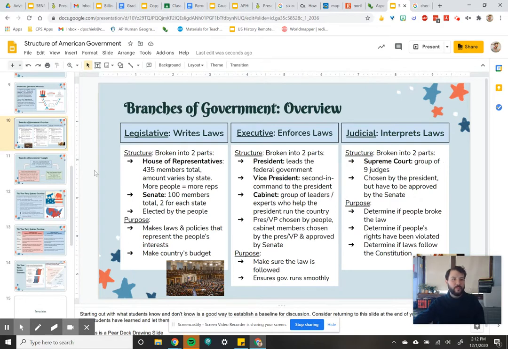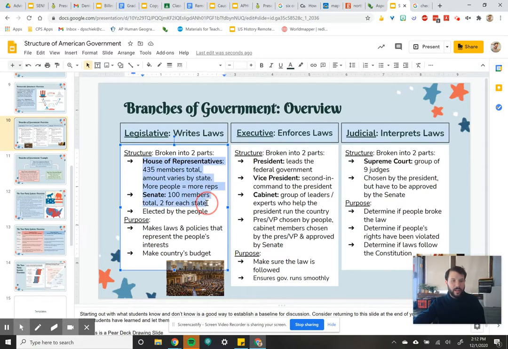Let's chat about it. So in the legislative branch, the structure is that it's broken up into 2 parts. Number 1, we have the House of Representatives, and number 2, we have the Senate. The House of Representatives has 435 elected officials. We choose them, and that varies by state. So if you have more people in your state, then you're going to have more representatives. For example, California has the most people in their state, so they have the most representatives.